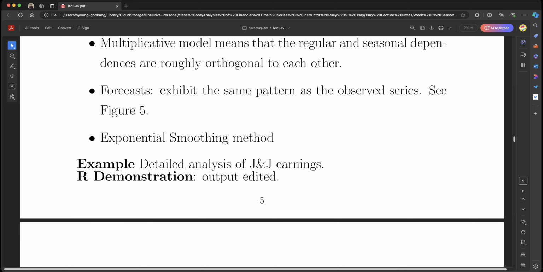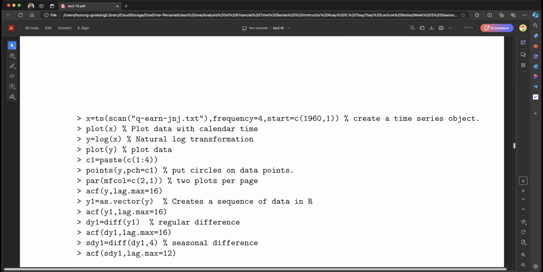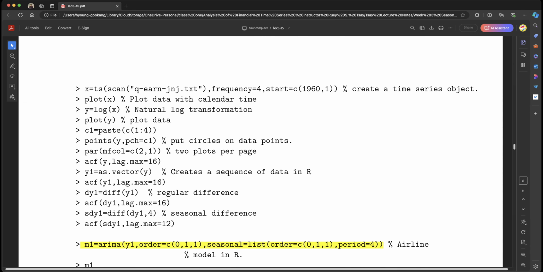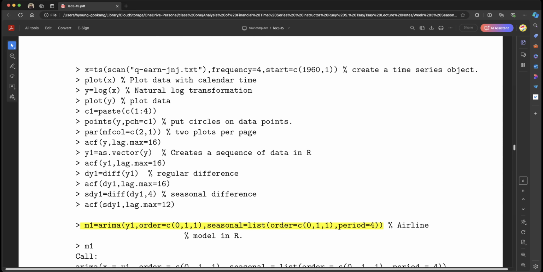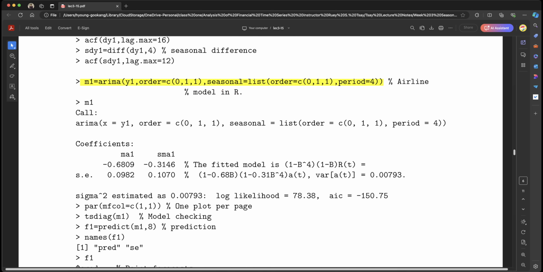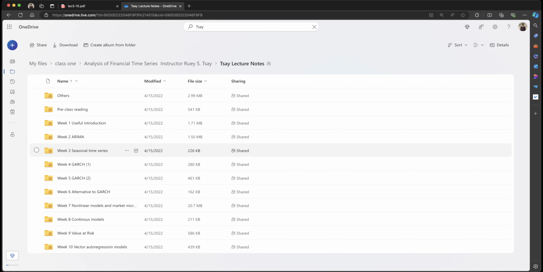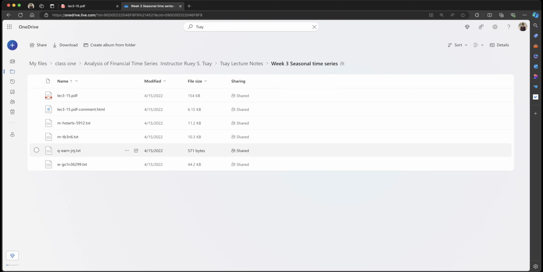Okay. Example, detailed analysis of J&J earnings, and our demonstration is here. So you can run this one. This is available in our folder. So this code is available, right? This is a seasonal time series. So we have data, and then we have code over here, so we can run it.